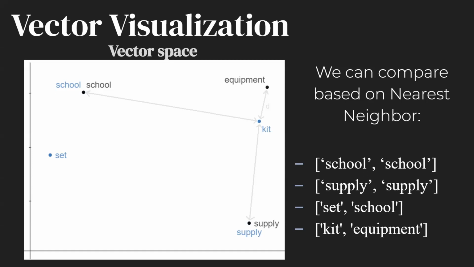By applying this process to every word in the larger standard, we can create pairs of the most similar words, as shown here on the right side. We paired up school and school, supply and supply, set and school, and equipment and kit. Next slide, please.